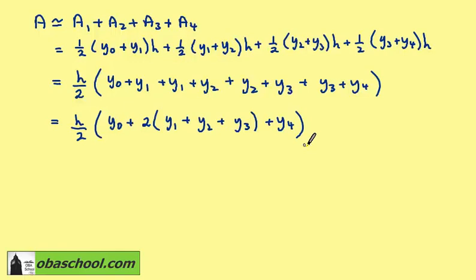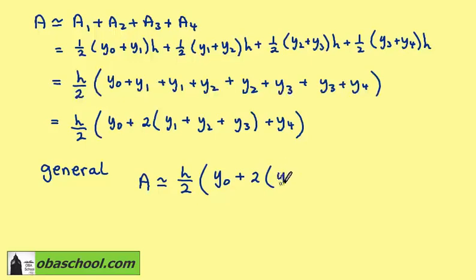And this will always be the case. We only have one of the first y and one of the last y. So if we used n trapezia, our formula would generalize to give us that the area can be approximated by h over 2 times y0 plus twice all of the middle y's, y1 add y2, all the way up to yn minus 1, and then a yn on its own, just like this.